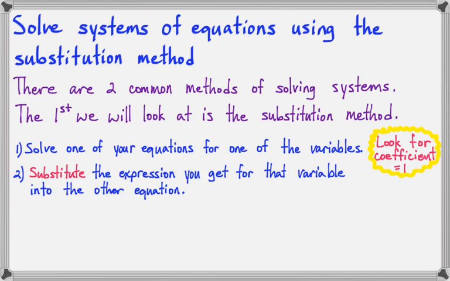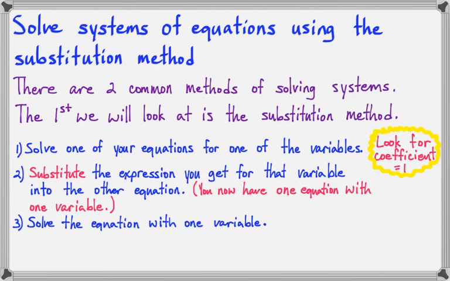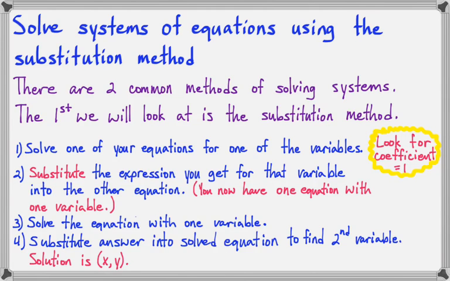Now, step 2 is substitute the expression you get for that variable into the other equation. And now you will have one equation with one variable. The next step is solve the equation that has that one variable and plug that answer back into the other equation to find the other variable. Your solution will be the xy pair that you come up with. So let's get started.